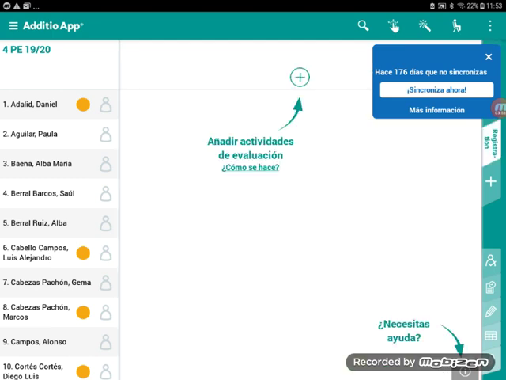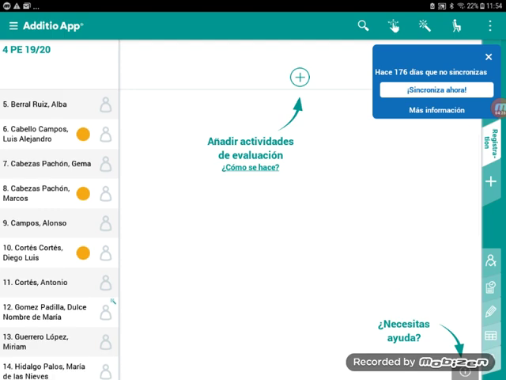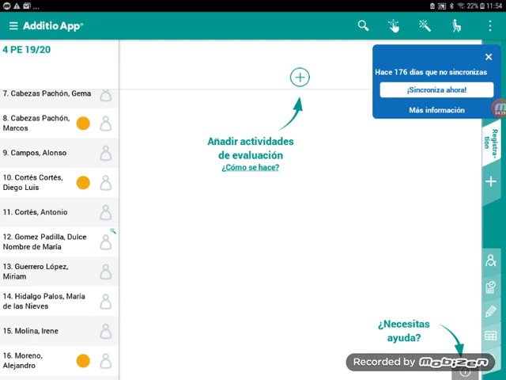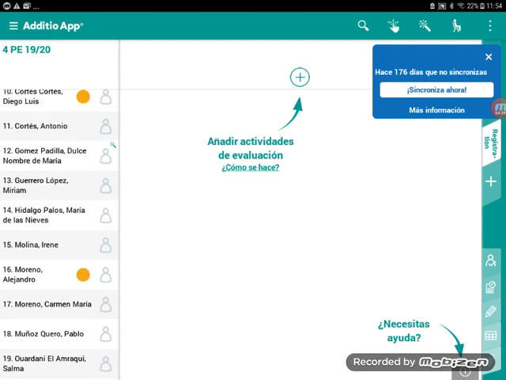Is Daniel here? Yes, he is. Is Alba Maria here? Yes, she is. Is Saul here? Yes, he is. Is Alba here? Yes, she is. Is Luis Alejandro here? Yes, he is. Is Emma here? Yes, she is. Is Marcos here? Yes, he is. Is Alonso here? Yes, he is. Is Diego here? Yes, he is. Is Antonio here? Yes, he is. Is Dulce here? Yes, she is. Is Miriam here? Yes, she is. Is Nieves here? Yes, she is.